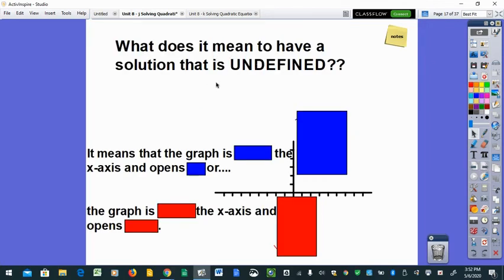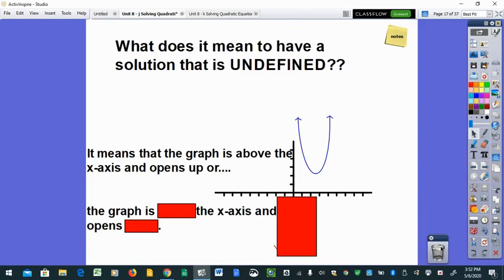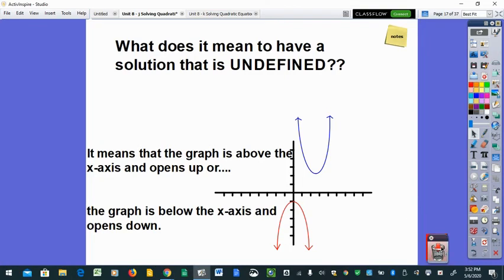So what does it mean to have the solution that is undefined? So basically it means that the graph is above the x-axis and opens up. So if you had a picture like this, that would give you an undefined situation. Or the graph is below the x-axis and it opens down, something like this. And that's where you get the undefined.